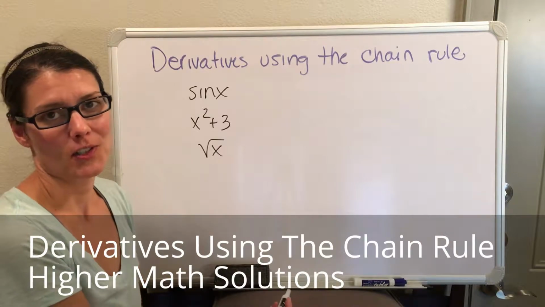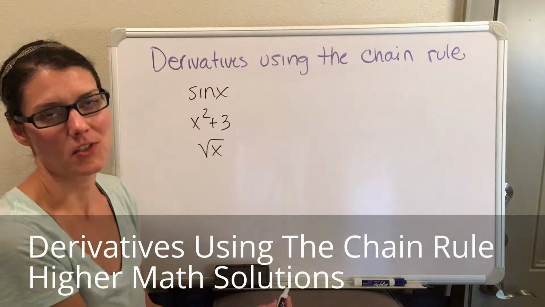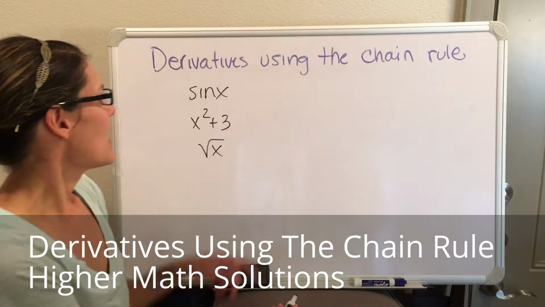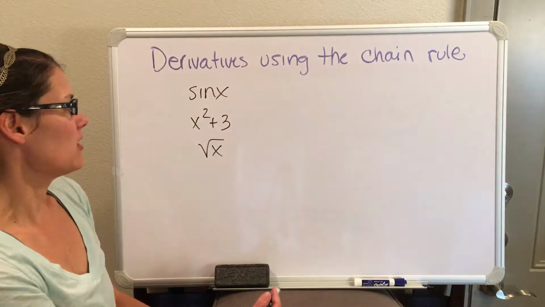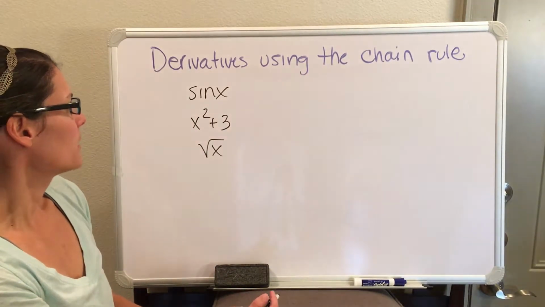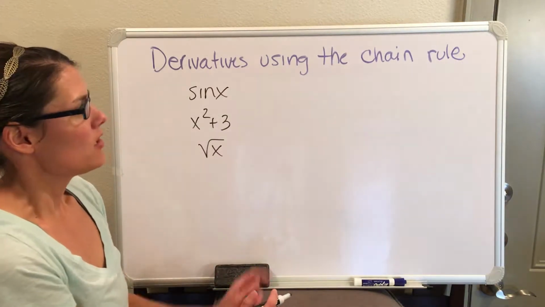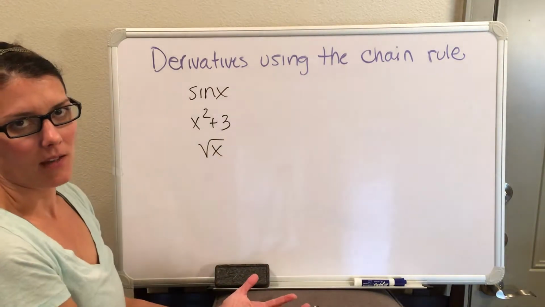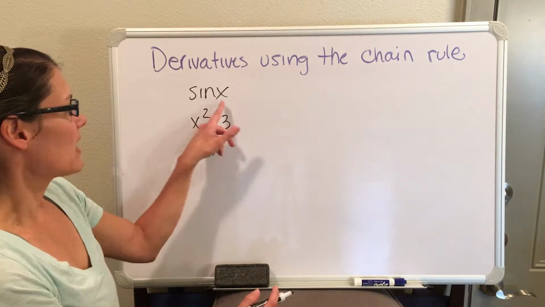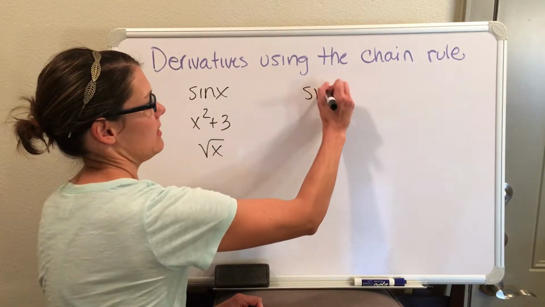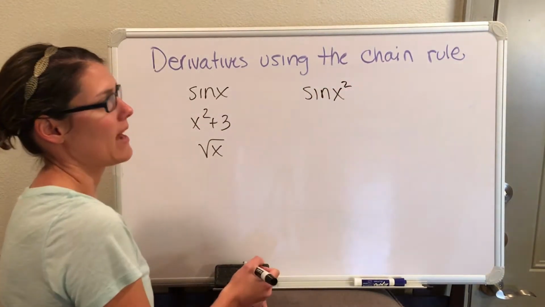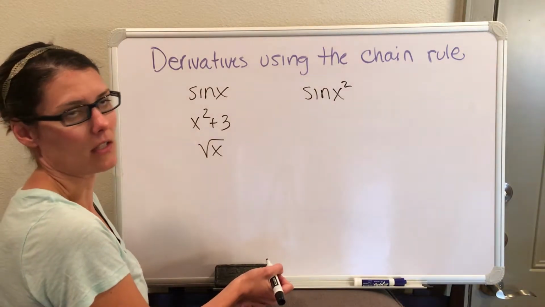This video tutorial will go over how to take derivatives using the chain rule. I wrote 3 functions down that you have probably seen already. In these functions you would not use the chain rule, and you would only use the chain rule if they became a composite function. So if sine of x became sine of x squared, that would be a composite function needing the chain rule.